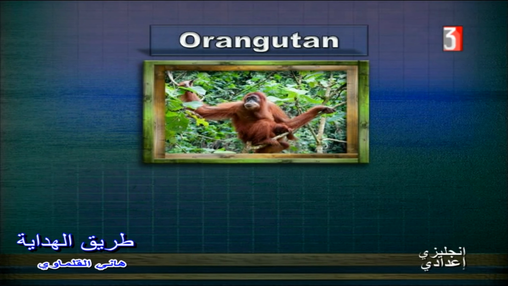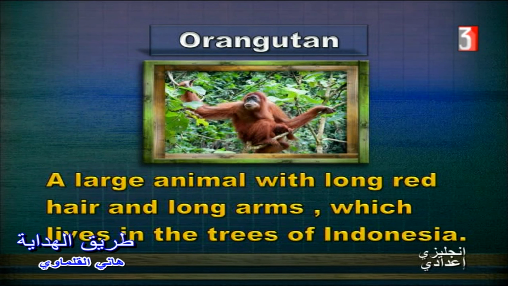We have here another animal, the orangutan, as we see. It's a rainforest animal. It has red hair and long, strong arms in order to jump and move between tall trees in rainforests. It is a large animal with long red hair and long arms, which lives in the trees of Indonesia.